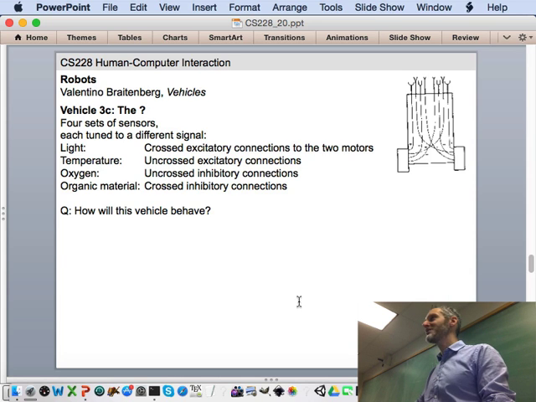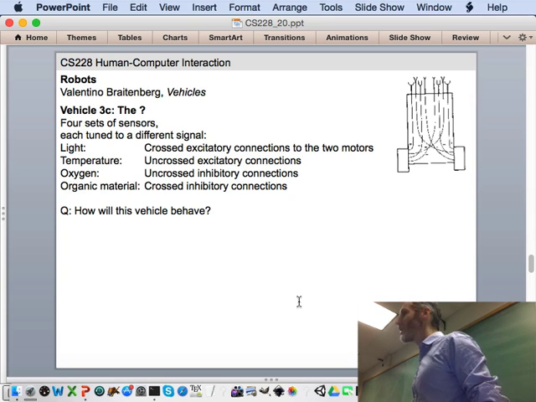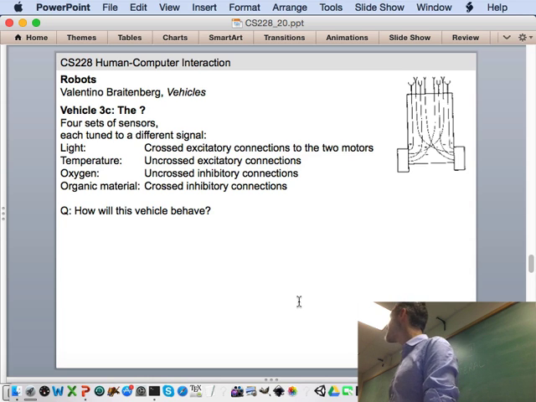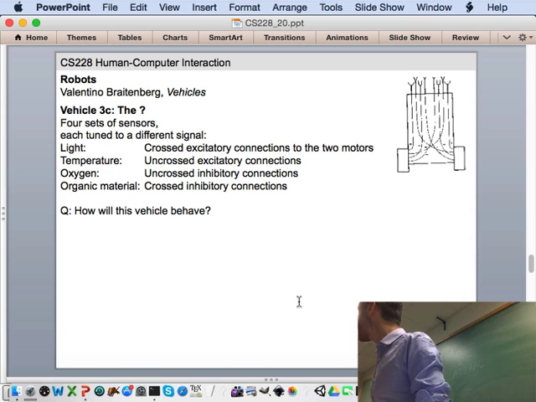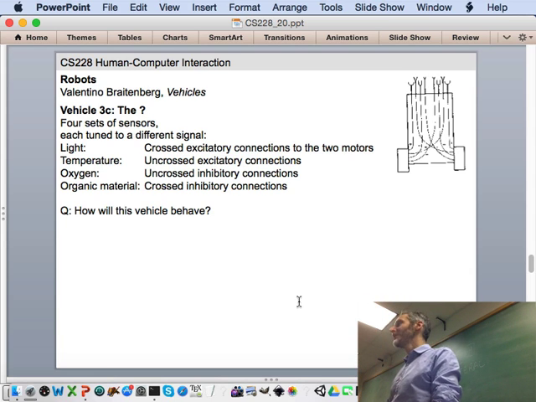Last one, I promise. 3C. Okay, here we go. A little bit more complicated, but certainly not as complicated as most animals and certainly humans. We still have 2 wheels, but now we have 4 pairs of sensors, so 8 total. We have 2 light sensors, 2 temperature sensors, 2 oxygen sensors, and 2 organic material sensors. So you can think of these as like the rotting fruit odor plume detectors, if you like. For each pair, there's one on the left and one on the right.